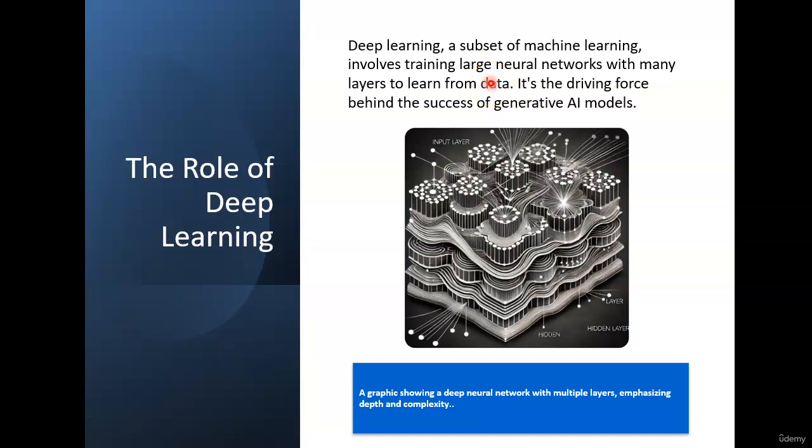Deep learning is what enables AI models to perform tasks that were previously thought to be impossible, such as generating realistic human faces or composing music. The power of deep learning lies in its ability to process and learn from vast amounts of data, making it the driving force behind the success of generative AI. It's a diagram of what we mentioned here.